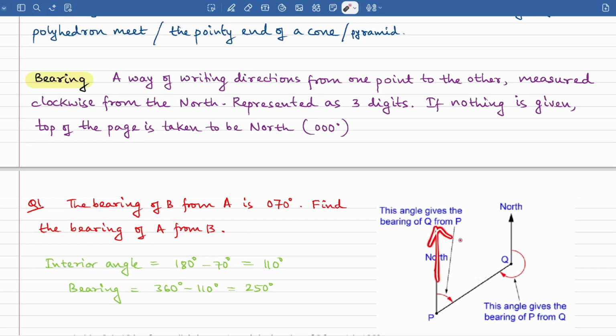Because two north lines are parallel to each other and co-interior angles are supplementary. Remember, that's why we revise the concepts on parallel lines. So if co-interior angles are supplementary, if this is 70, then this should be 110. What is the reflex angle of 110? That should be 250. That's your answer.